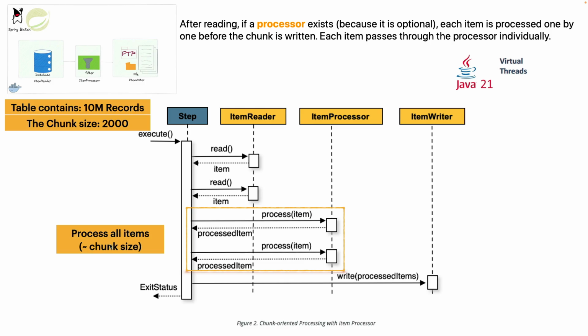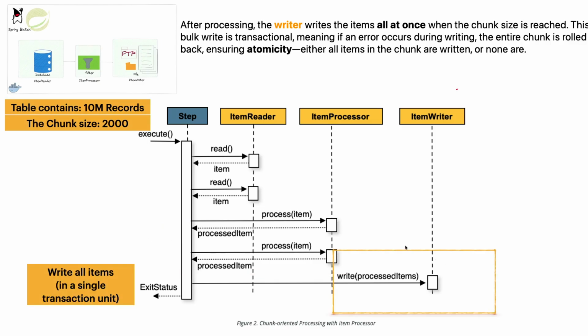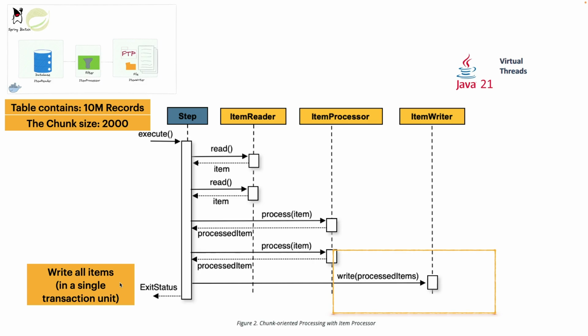So let's suppose that it was also 2000 records. We process all the records, and then after processing all the records, we write all the records to our destination. In our case, it was a CSV file. So we write it as a single unit of work.